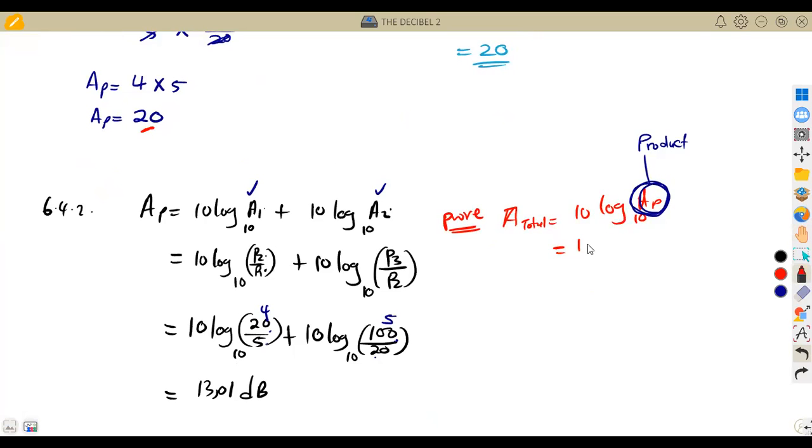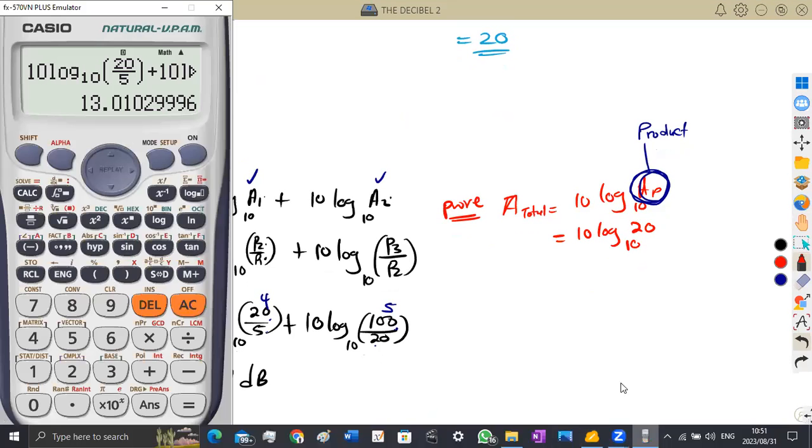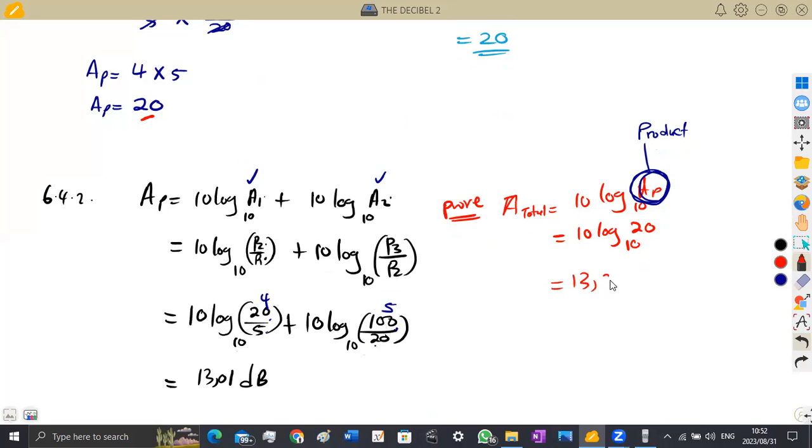So we are going to have this as 10 times the logarithm of 20 in base 10. I want to prove that this is going to give us the same answer as this one. So let us use our calculator. What I'm saying here is 10 times the logarithm in base 10 of 20. All right, so we are going to have 13.01, which is the same answer. As you can see, we are obtaining the same answer, 13.01 in decibels.